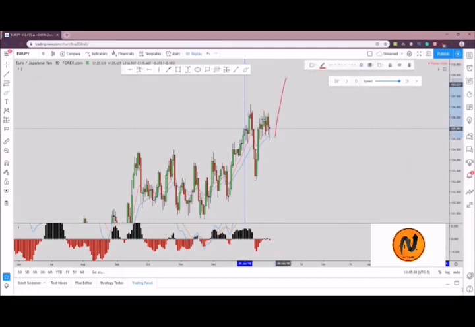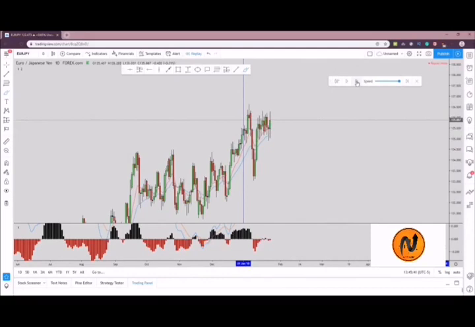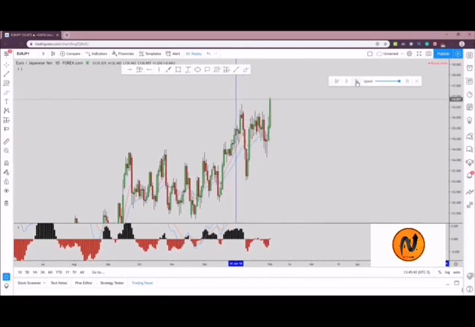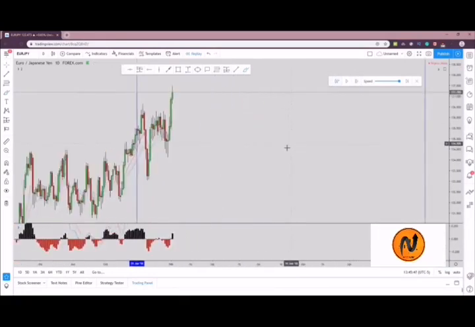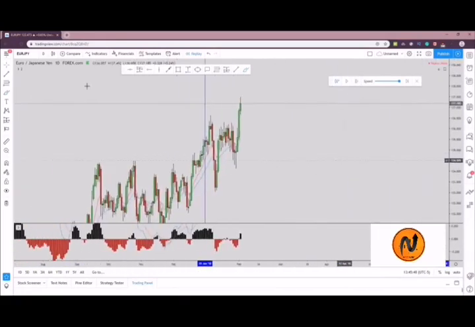If the market will now go to the upside, we will have a W formation and we can work with that W formation. Okay, so the market clearly created the W formation that we wanted to see.